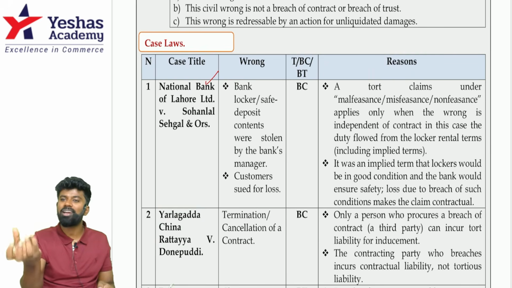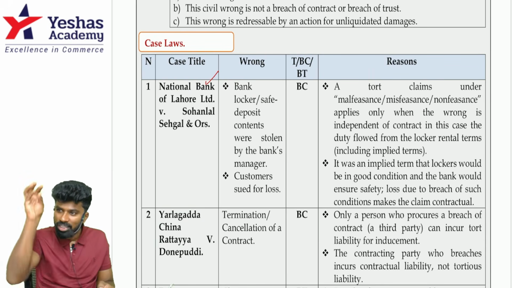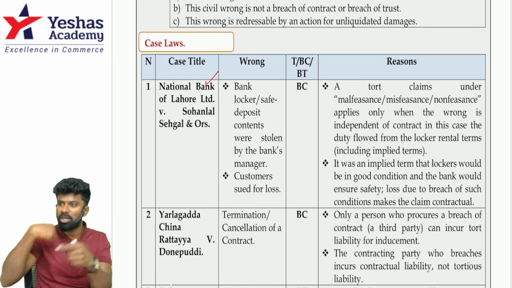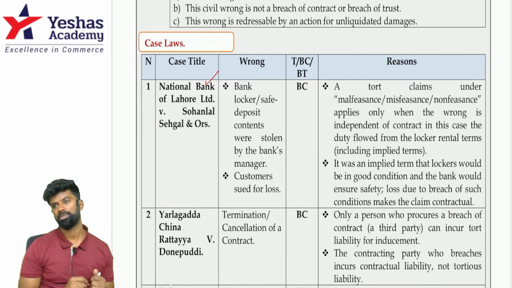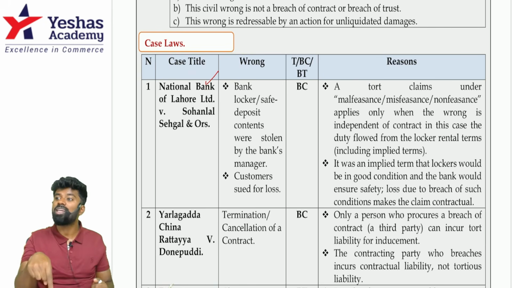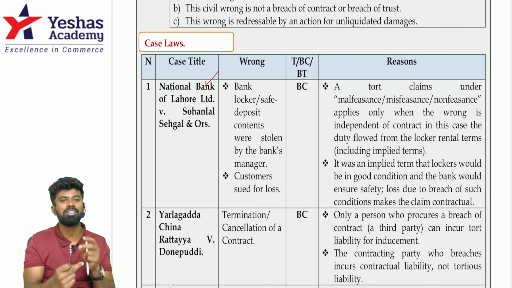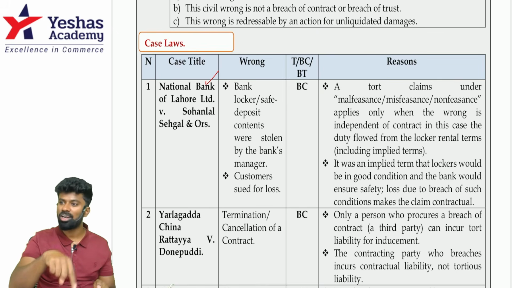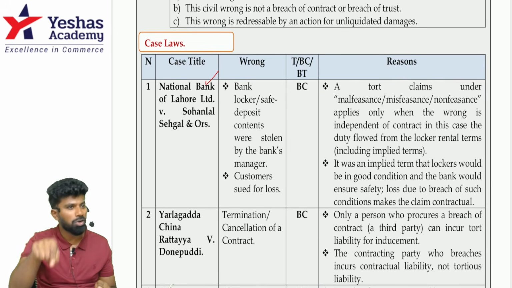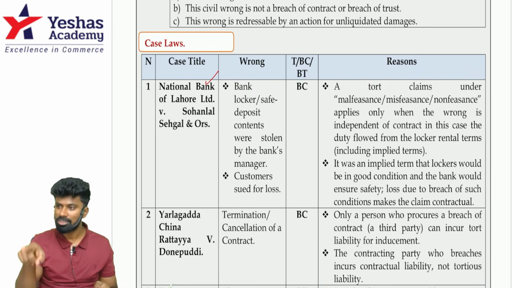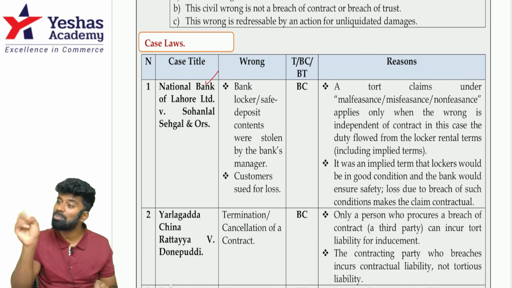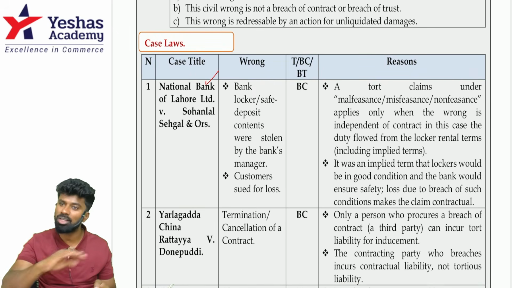Why? Because I entrusted these jewelries to the bank under a contract. We would be having a contract, right? Yes or no? And the remedy in this case is what? I can go and file a case under which act? Contract Act, for compensation, not under the tort. Is it a civil wrong? Yes. But is it a breach of contract? Yes. But not a tort.